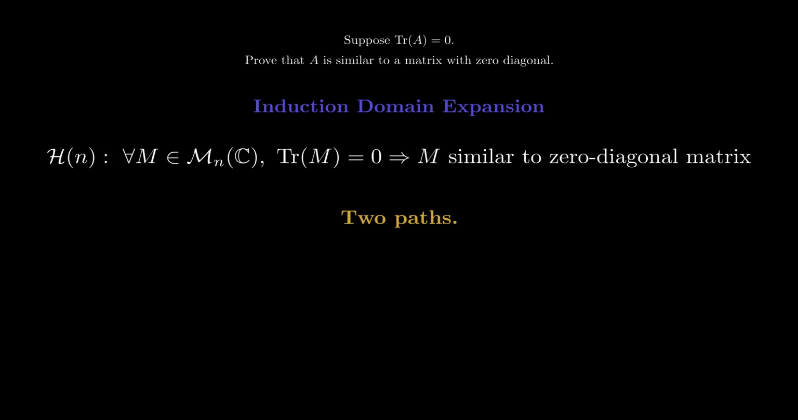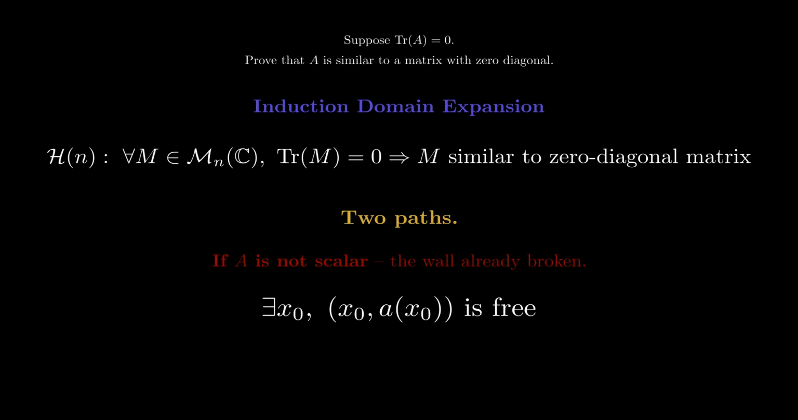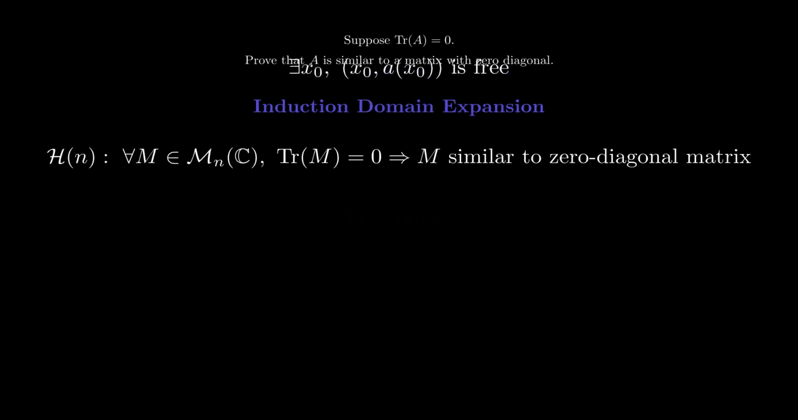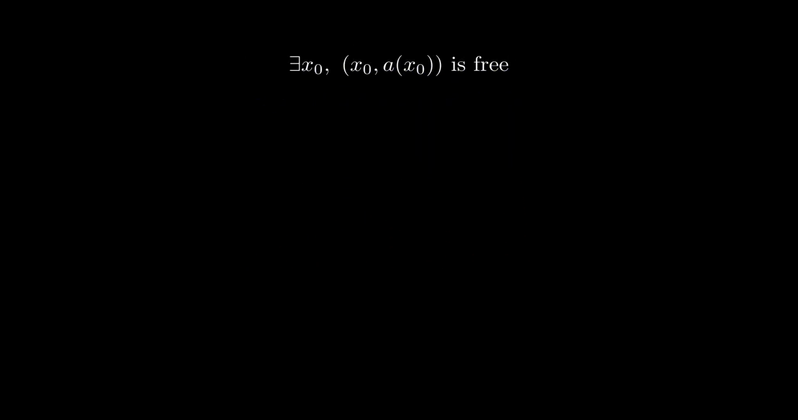Two paths open before him. If A is a scalar matrix, the trace equation collapses it instantly to 0. The diagonal was already empty. A hollow victory, but a victory. But if A is not scalar, the barrier he already broke in the first question.